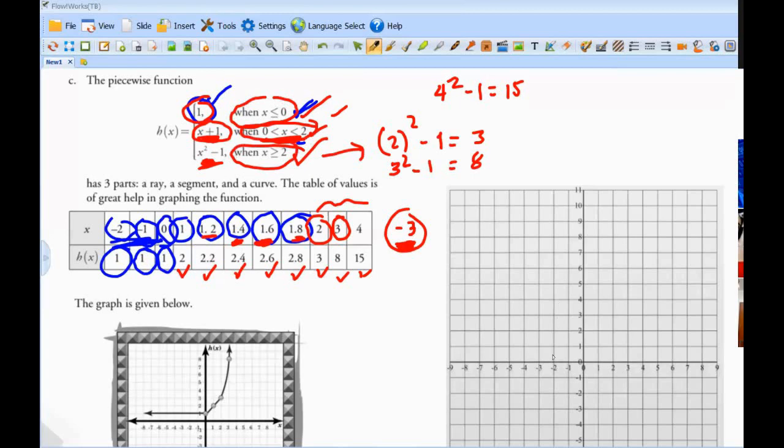-2 and +1. It's here. Next, -1, 1. Next, 0, 1. And then next, 1, 2. Next, 1.2, 2.2.